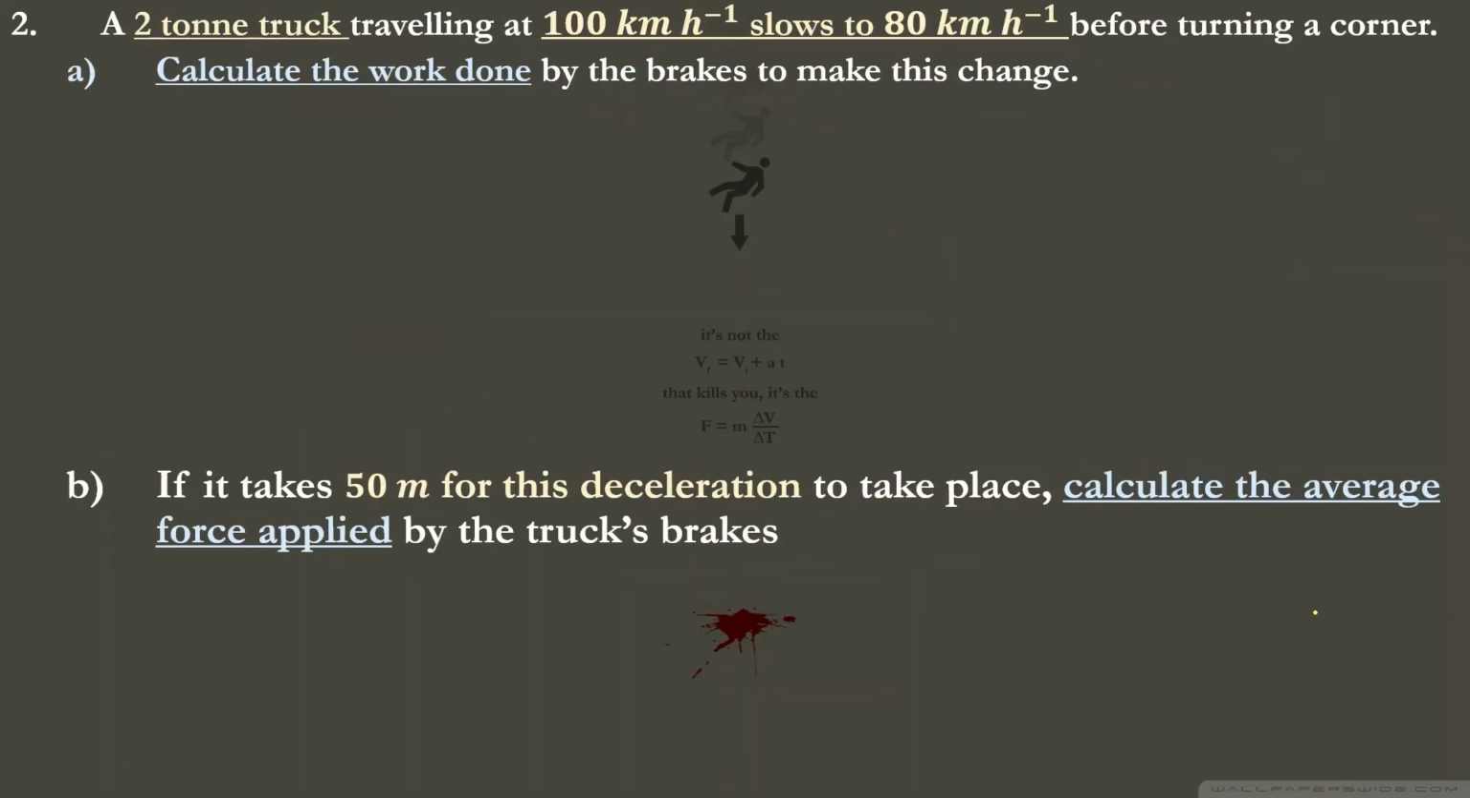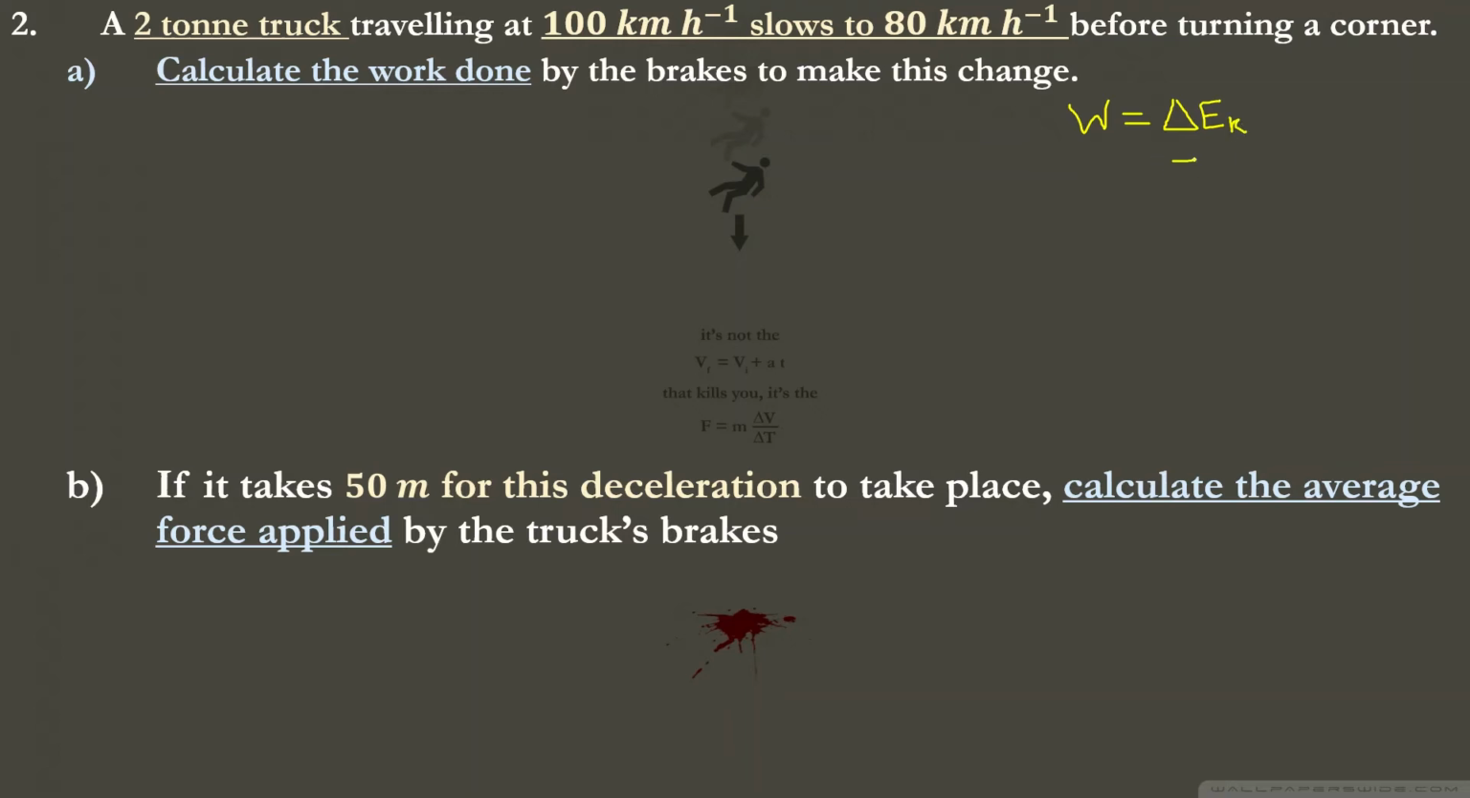Let's look at question 2. Question 2, we're looking at some form of acceleration. So it goes from 100 kilometers per hour, slows down to 80 kilometers per hour before turning a corner. Calculate the work done by the brakes to make this change. Okay, so let's again look at our formulas. So work done can also be explored as the change in kinetic energy.